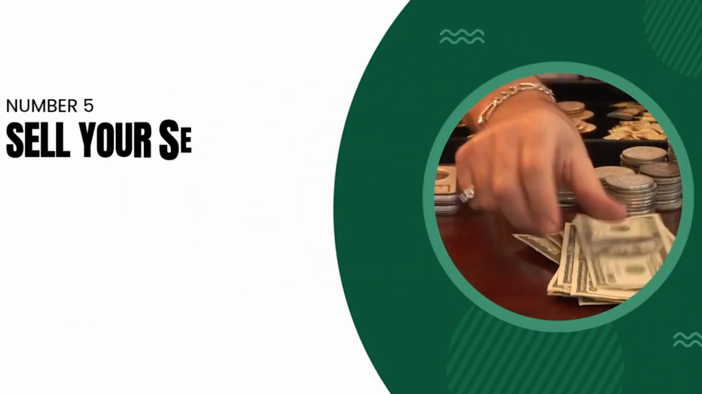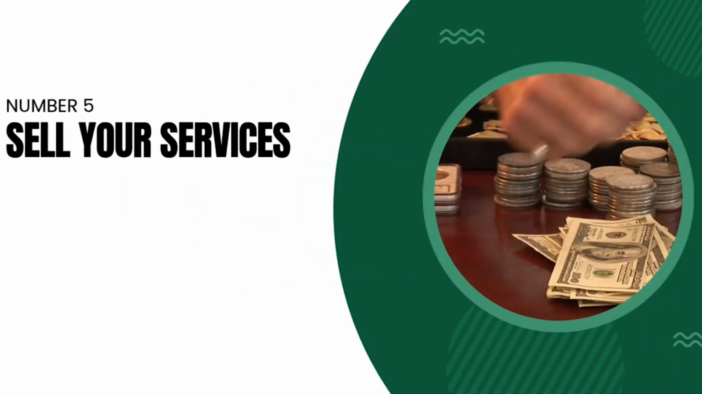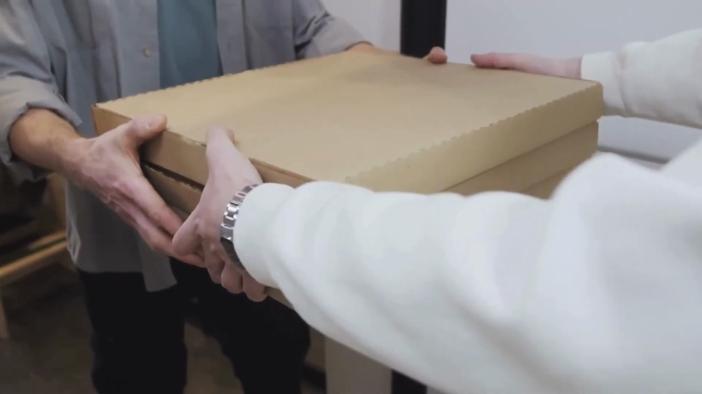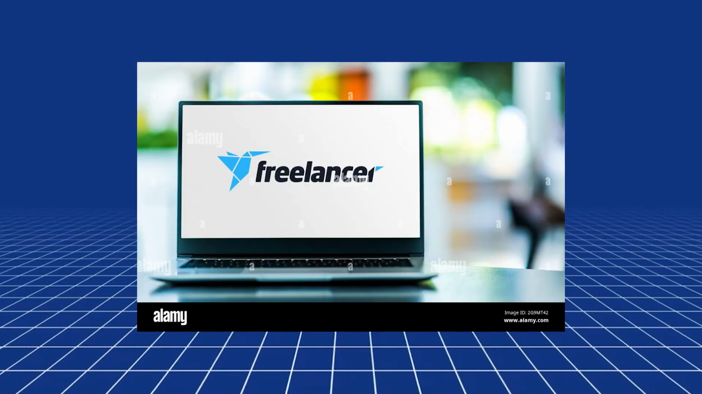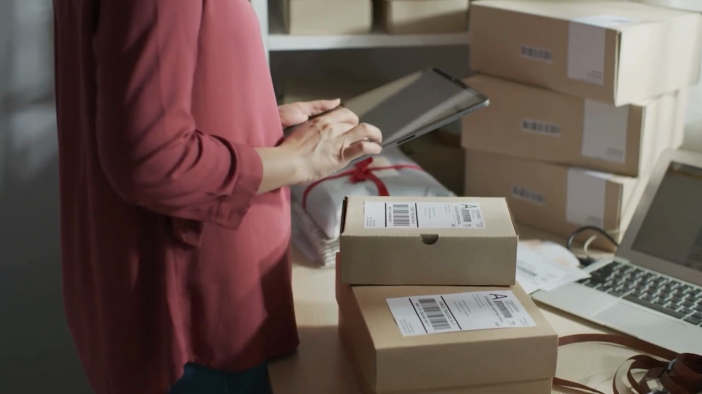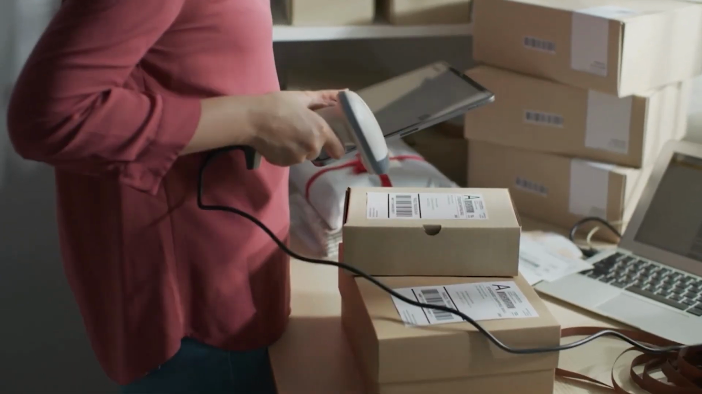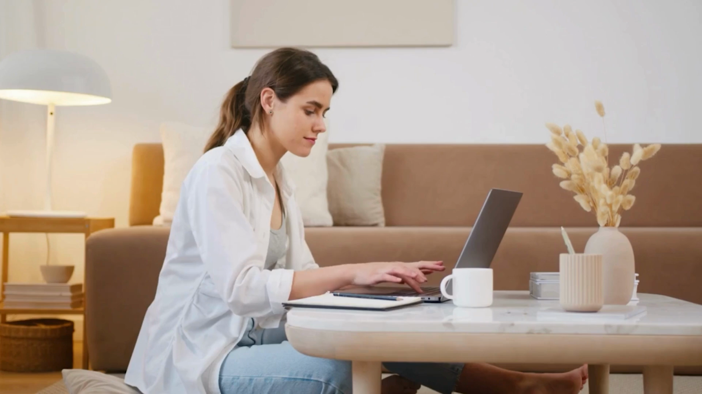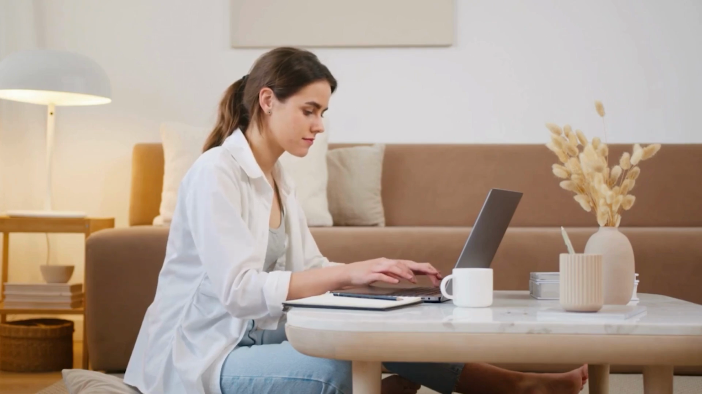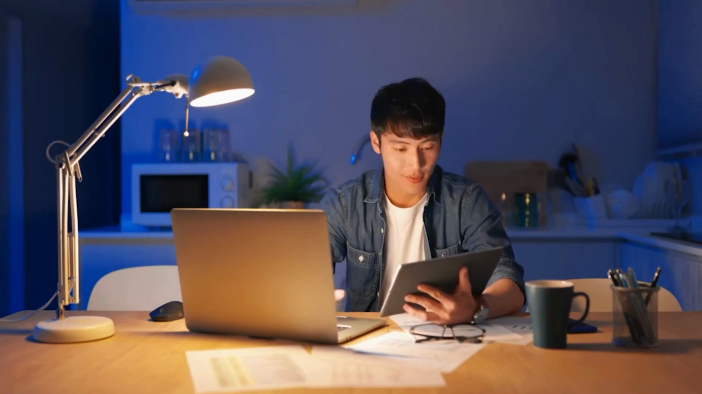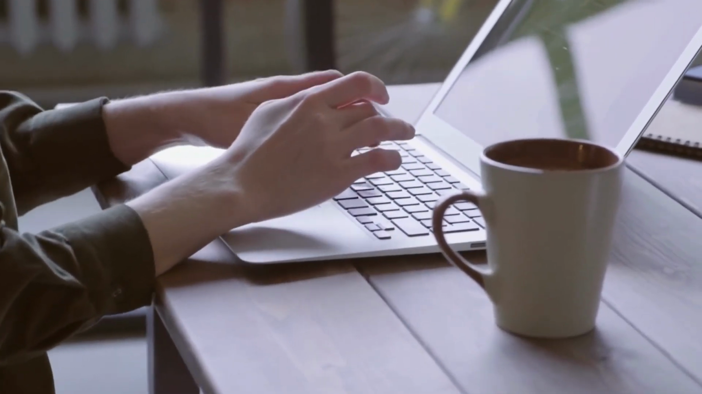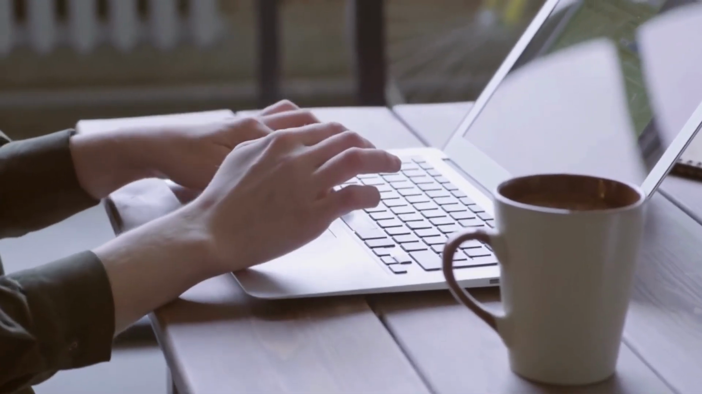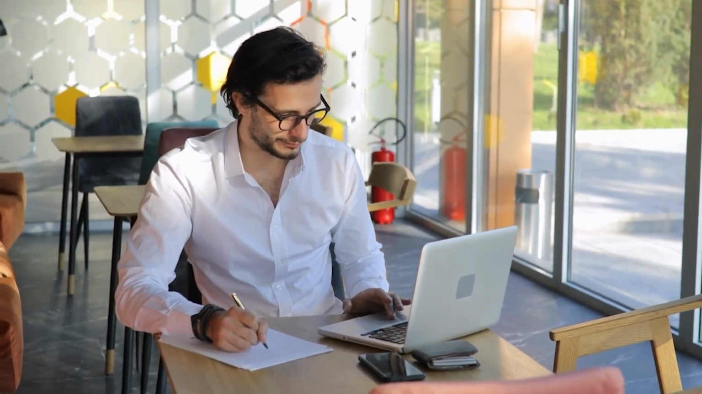Number 5. Sell your services. If you don't want to start your own channel, no problem. You can offer Veo video creation services on freelancing platforms like Fiverr, Upwork, Freelancer, and PeoplePerHour. Clients may pay you to generate product videos, explainer animations, or promotional reels. You set your rates. Many freelancers earn $50 to $200 per video, especially for high-quality 30 to 60-second clips. To stand out, create a few demo videos using Veo and list them in your portfolio.